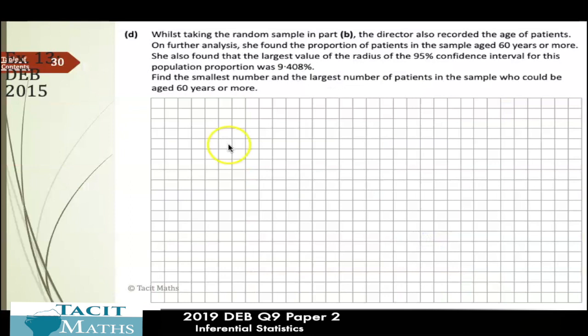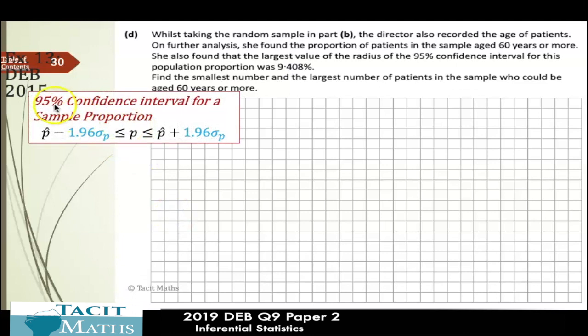Now, finally, we have another challenge here, and this is arguably even more challenging than the previous question because they're moving away now from the sample mean to a sample proportion. So it's the same data, same 100 patients that we're talking about, but now we're on about the proportion of patients aged 60 or over, which wasn't mentioned before.